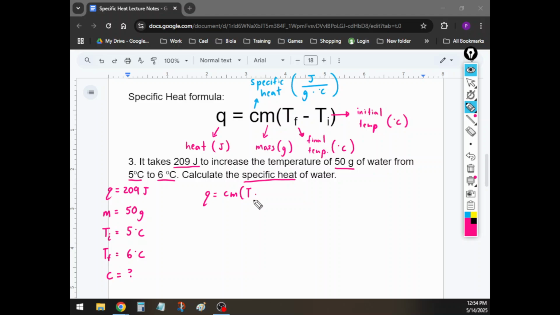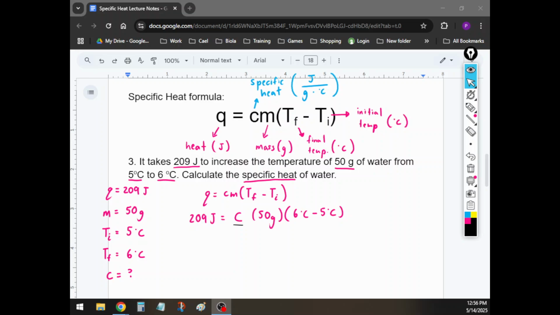Okay, so let's plug in our numbers. So this is our equation. Let's plug in what we got. So Q is 209 joules. So 209 joules equals, we're looking for C, so we're going to leave that alone. M is 50 grams. And then inside the last parentheses, we have TF, which is 6 degrees minus 5 degrees. And from there, it's just regular algebra. You guys should be familiar with this. All you're doing is solving for the missing variable, which is C.